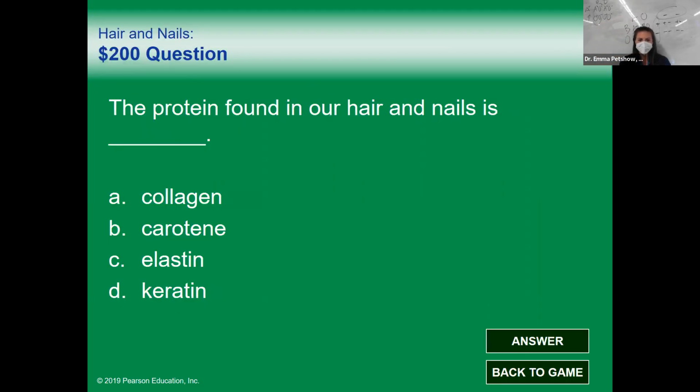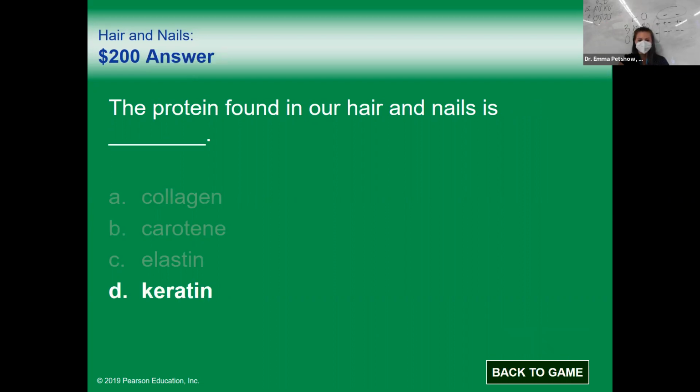All right, let's just finish that category. Protein found in hair and nails is what? Collagen, keratin, elastin, keratin. Keratin, good.